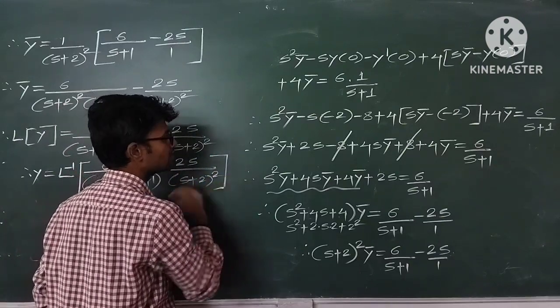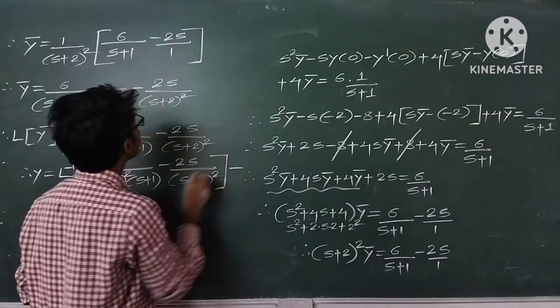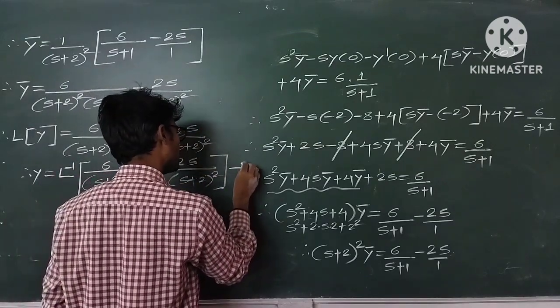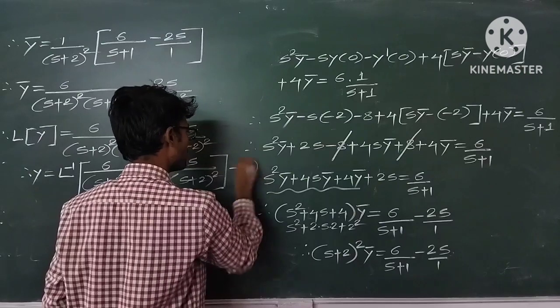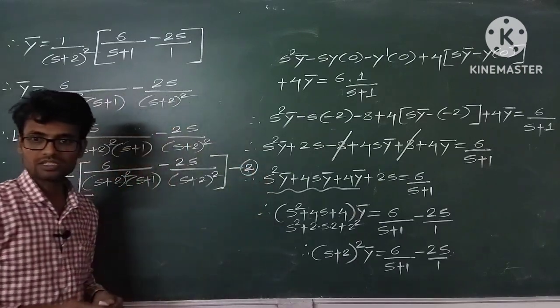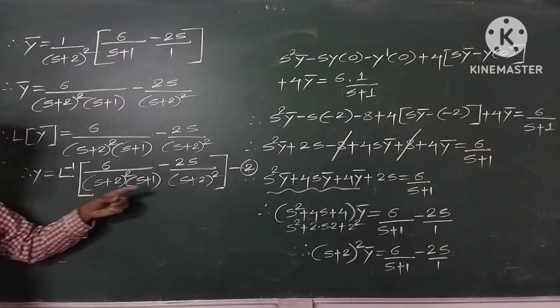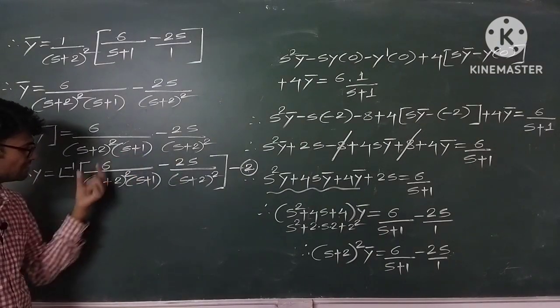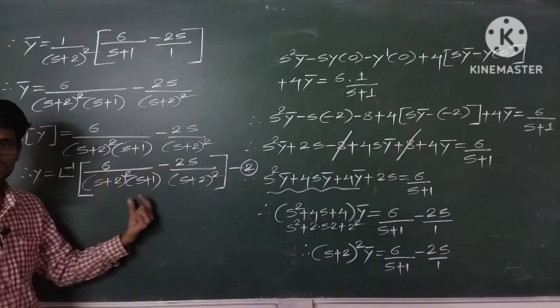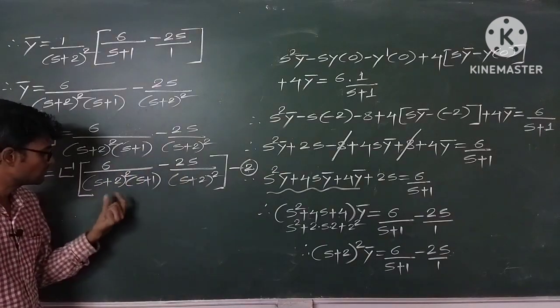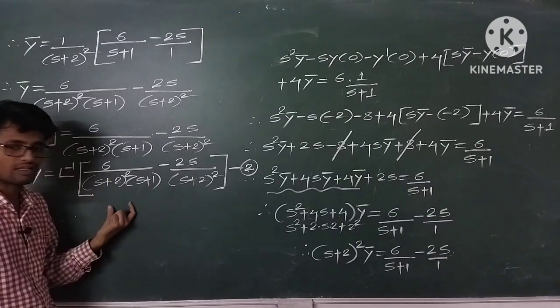You call this equation number 2. Already equation number 1 is over. So now see, both these values are not in standard form. So how to write these two values in standard form?